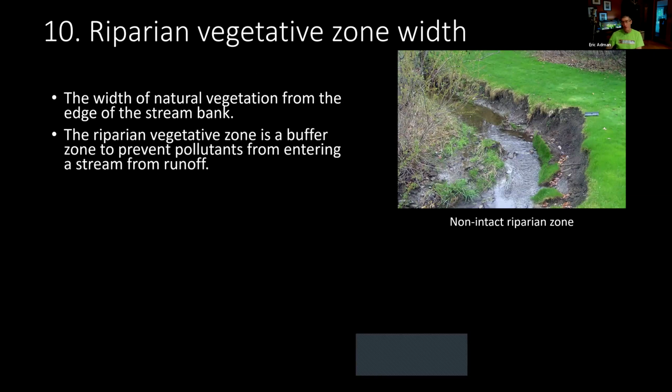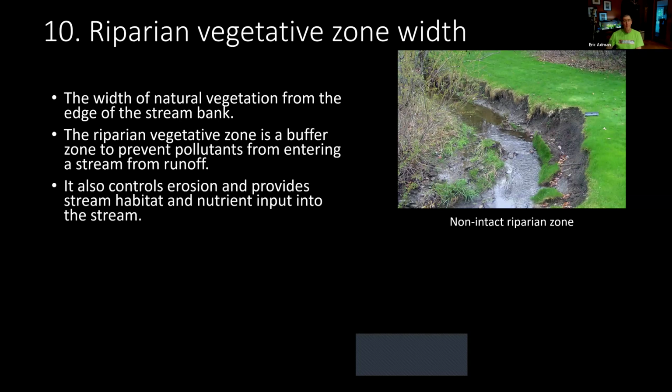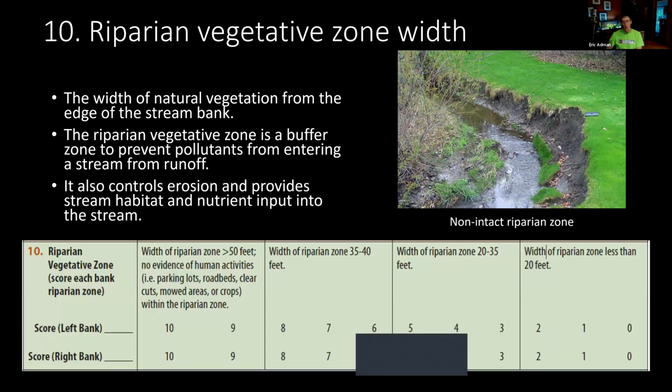The riparian zone has a huge effect on the stream. It's a buffer. It prevents things from running off into the stream. It slows water flow across the landscape. It provides shade, and provides other things like leaves dropping into the stream. So the riparian zone is huge. Ideally you want to have a relatively intact riparian zone.